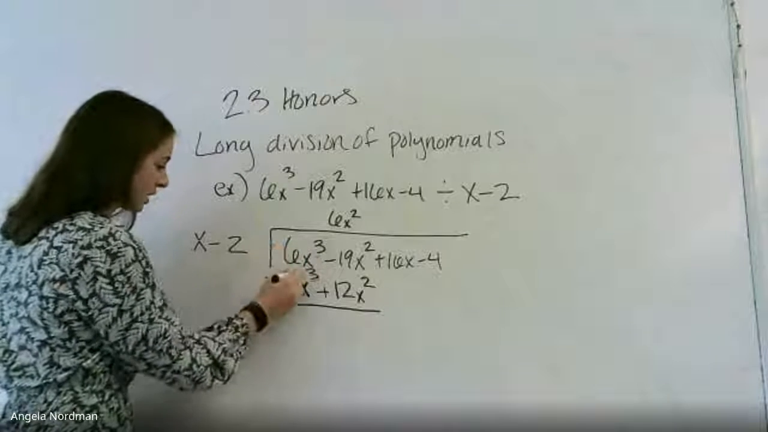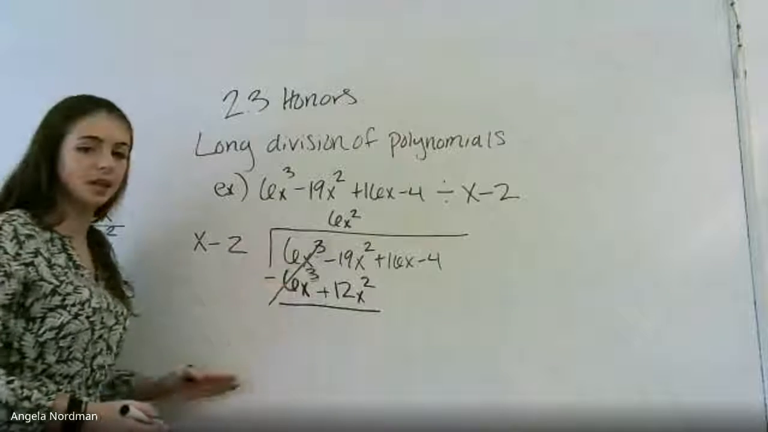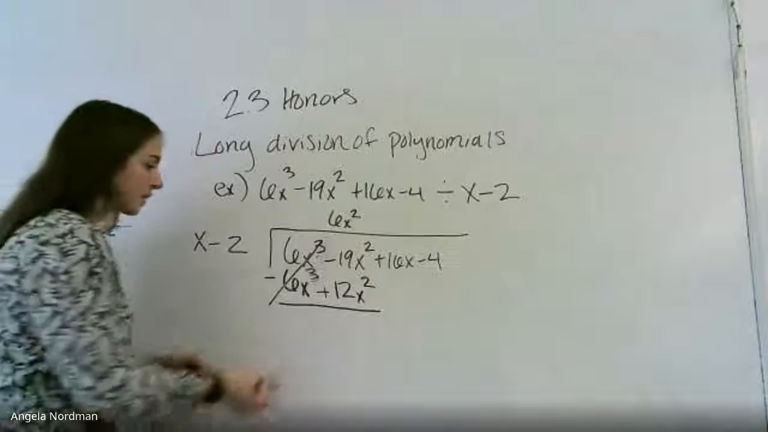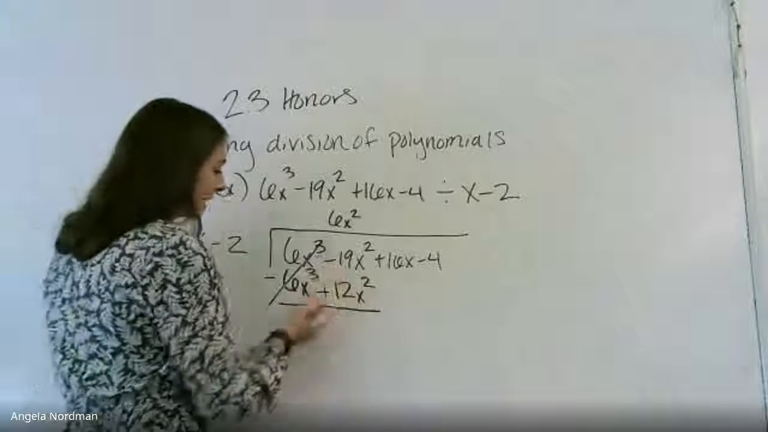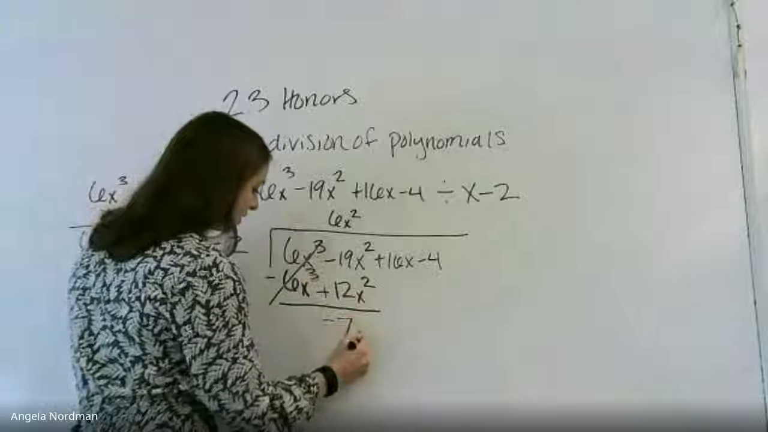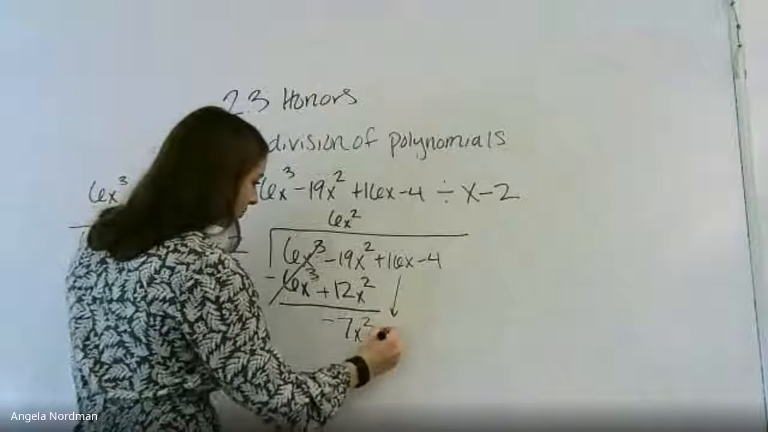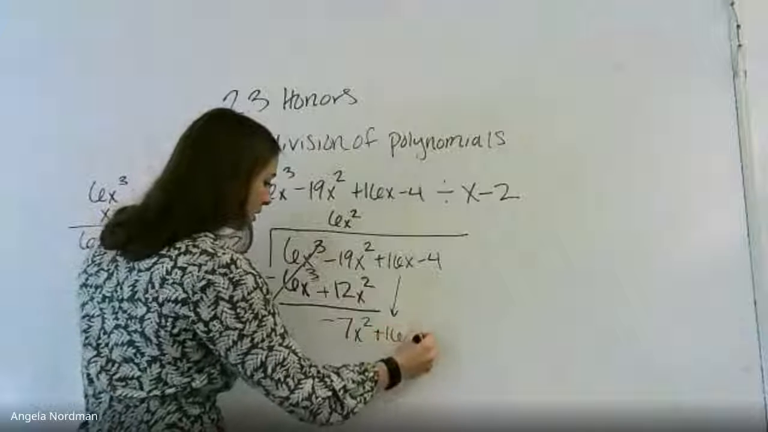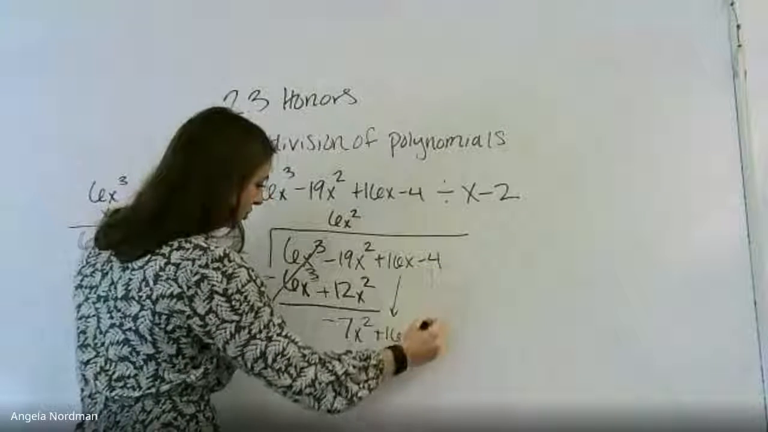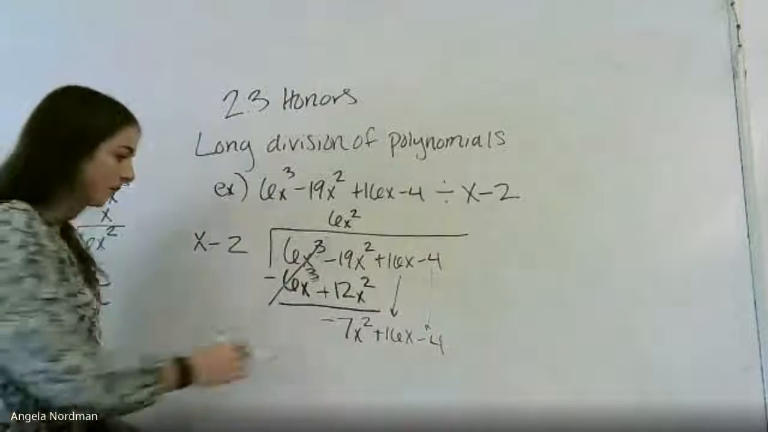6x cubed, negative and positive versions of each other. If these aren't canceling out, you did something wrong. Negative 19x squared plus 12x squared, that's negative 7x squared. I bring down my next term. I'm going to bring down all the terms actually. And now I keep going.